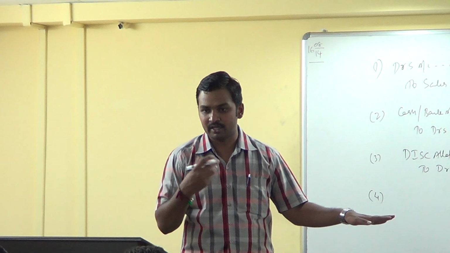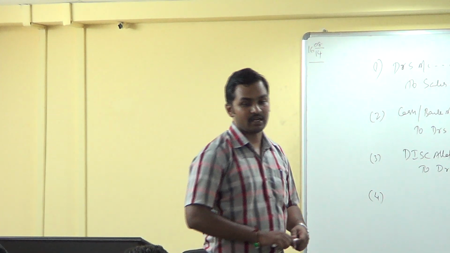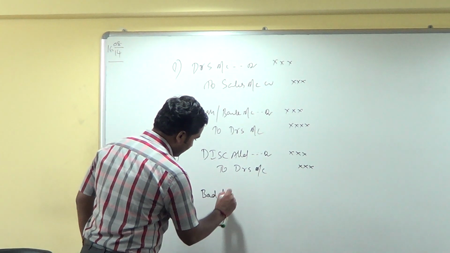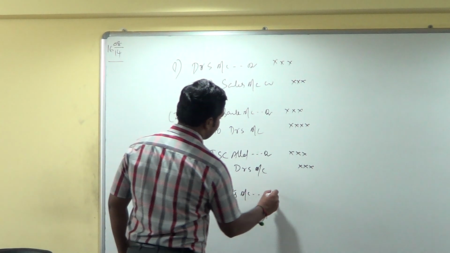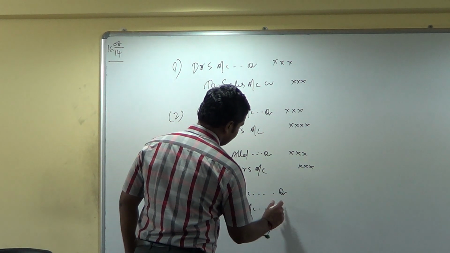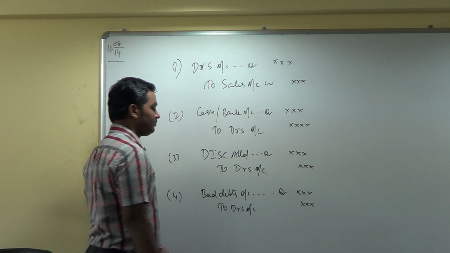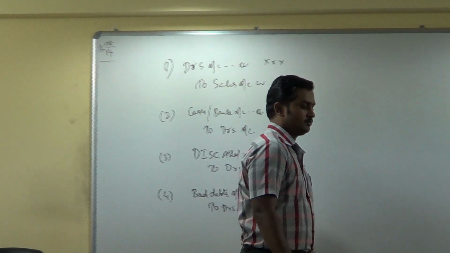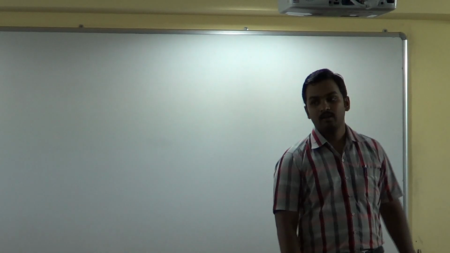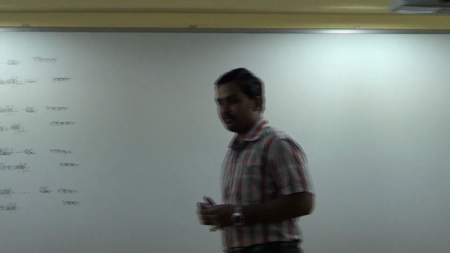We are not able to recover money. It's a loss for us. That loss is called bad debt. So what is the entry we pass? Bad debts account debtor to debtors account. Is it clear? Can I revise these entries once before we go forward?